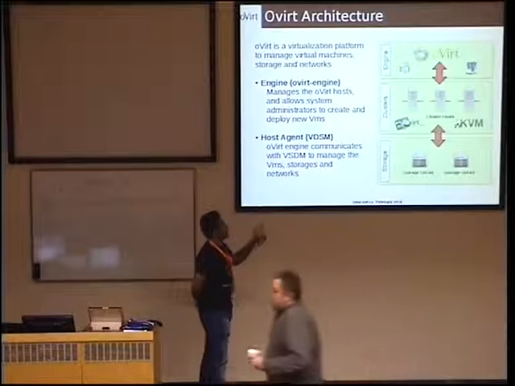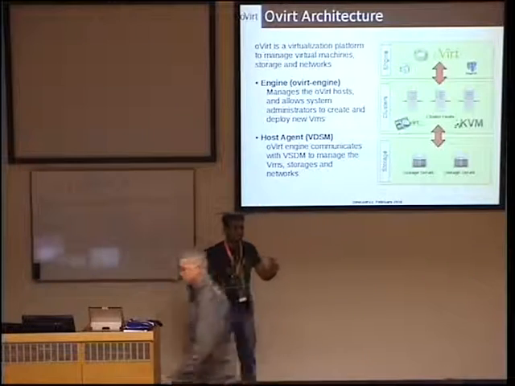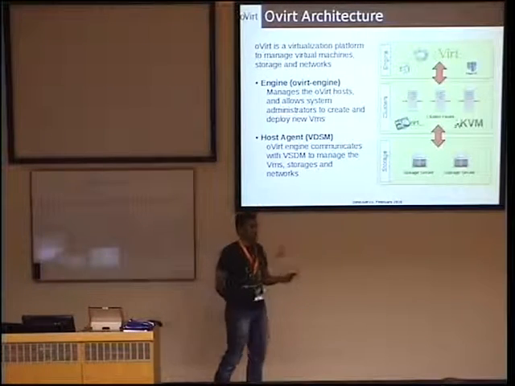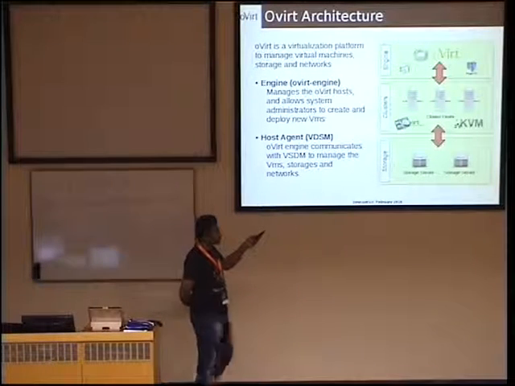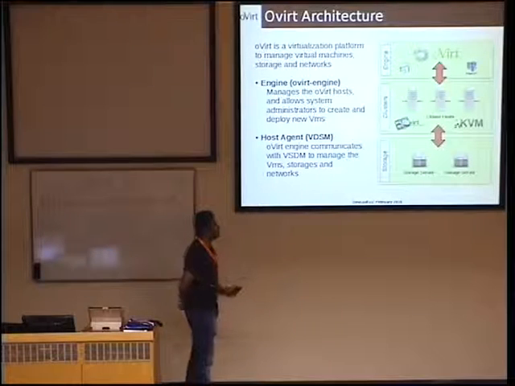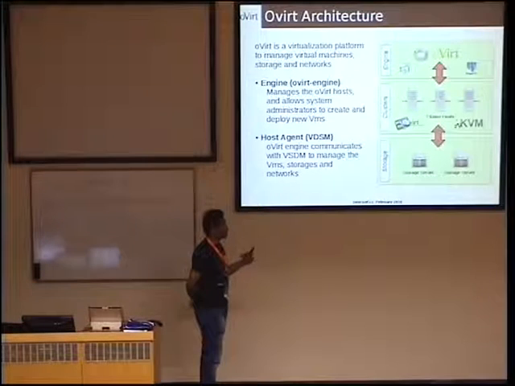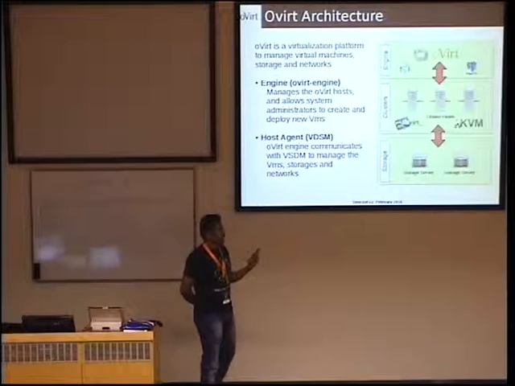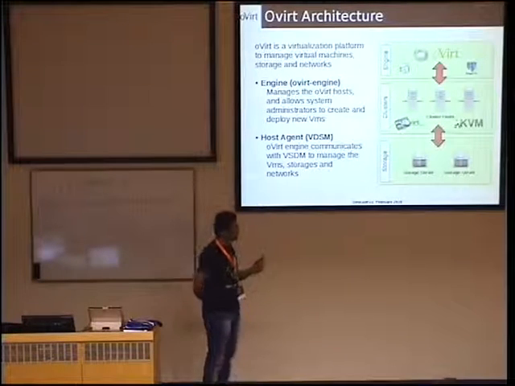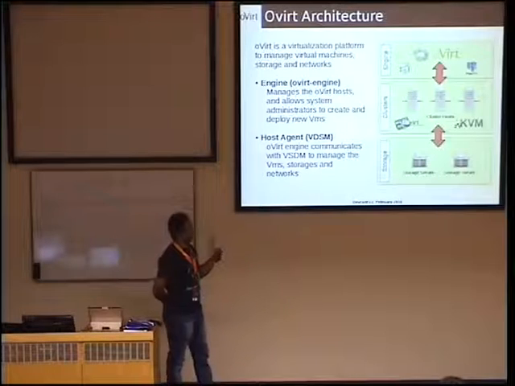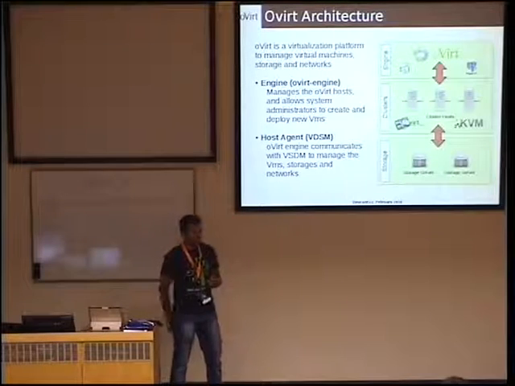oVirt communicates to the host through VDSM. It asks VDSM to create a virtual machine, or stop or start a VM, attach a disk. All those heavy steps are done by VDSM. The engine just manages the hosts. And underneath you see storage. Traditionally oVirt supports different storages like NFS, FCP, iSCSI and GlusterFS as well. That can be managed by Gluster or managed by oVirt, or it can be independent of oVirt like iSCSI or FCP or NFS.